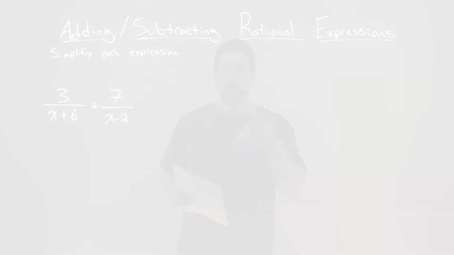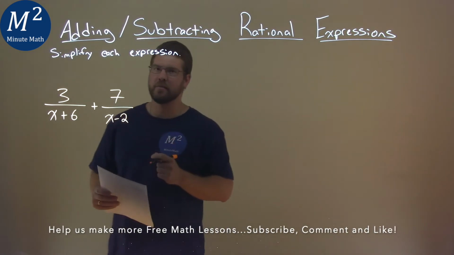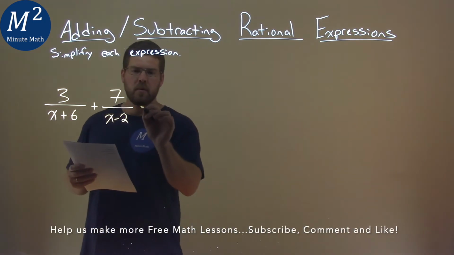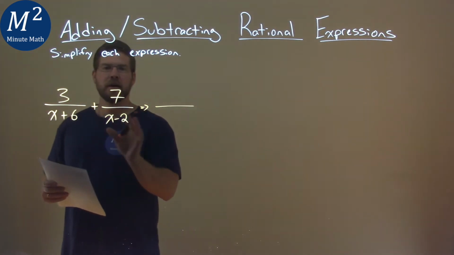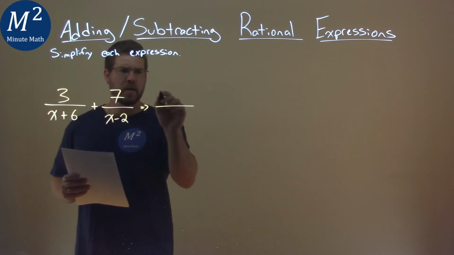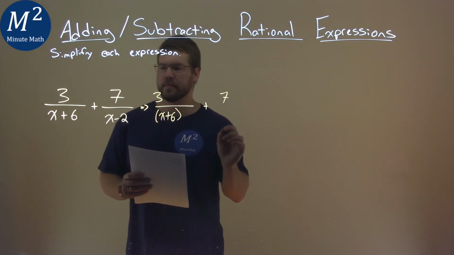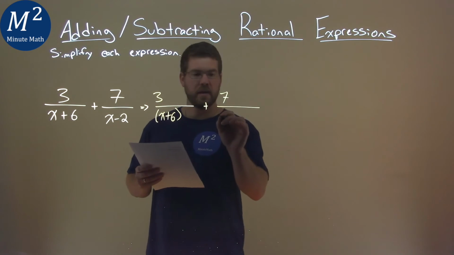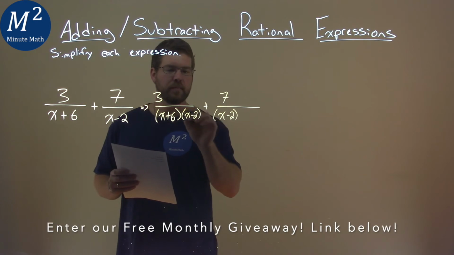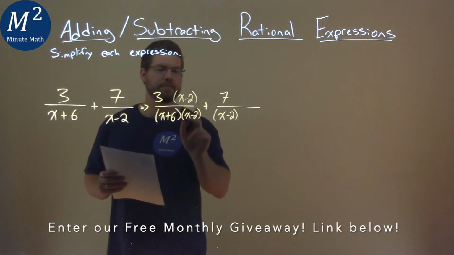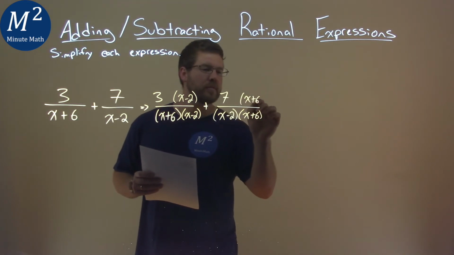We're given this problem right here, 3 over x plus 6 plus 7 over x minus 2, and we need to simplify this expression. Well, we don't have the same denominator here, so we need to find the same denominator for both fractions. We're going to create that. So I'm going to rewrite this 3 over x plus 6 here, plus 7 over x minus 2. And now I'm going to take that base, x minus 2, right here, and I'll put it over itself. Same thing with the x plus 6. x plus 6 added down there, and x plus 6 up here.